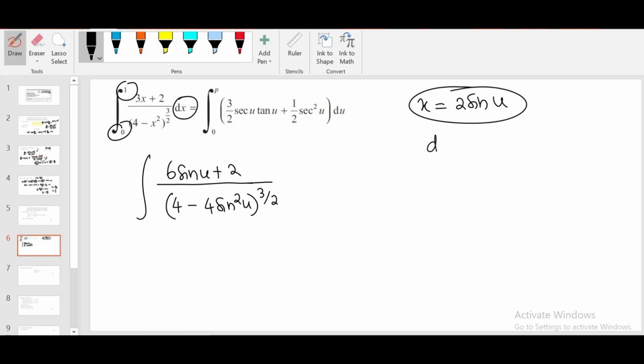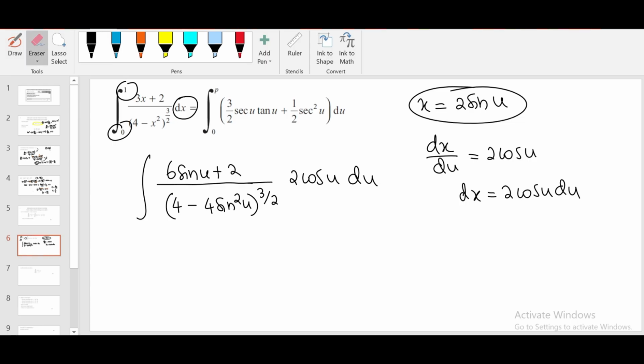First, when you differentiate x with respect to u, you will get 2 cos u. So dx is equal to 2 cos u du. So I'm going to replace dx by 2 cos u du. That's over. How about the limits now?